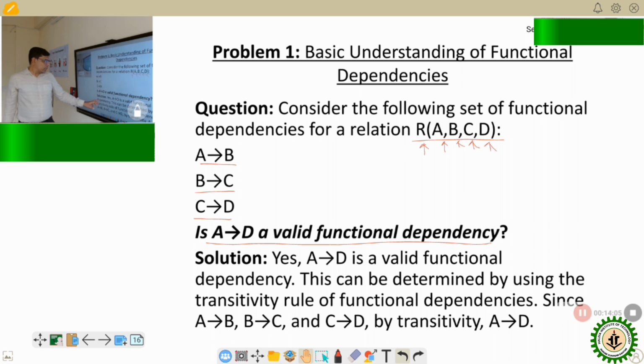Okay. So yes, because A arrow B, B arrow C, and C arrow D, then you can say A arrow D using the transitivity rule. Using the transitivity rule, you can validate this A arrow D, because if A arrow B, then B arrow C, then C arrow D, then A arrow D follows by the transitive rule of functional dependency. So it is valid.